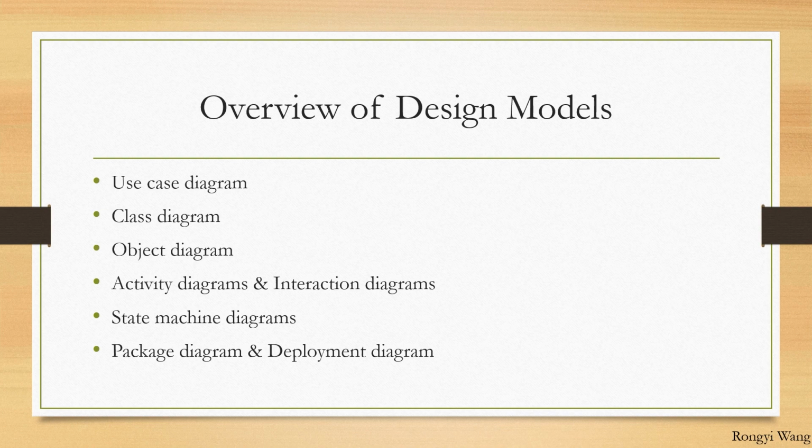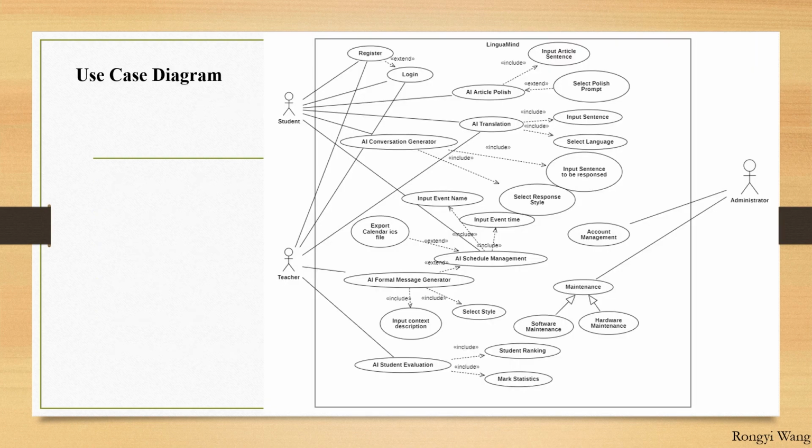First of all, let's look at the use case diagram. This diagram contains three different actors, which are student, teacher, and system administrator. After signing up and logging in, students and teachers can have access to the system. They can use functions like AI translation, conversation generator, AI article polish, AI schedule planning, and so on. Administrators can perform system maintenance and manage accounts in the backend.